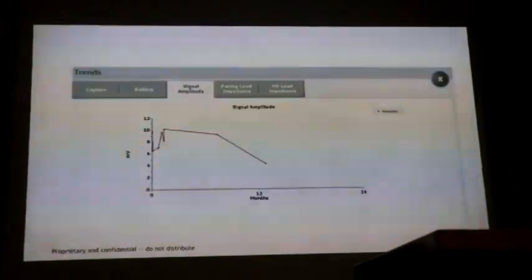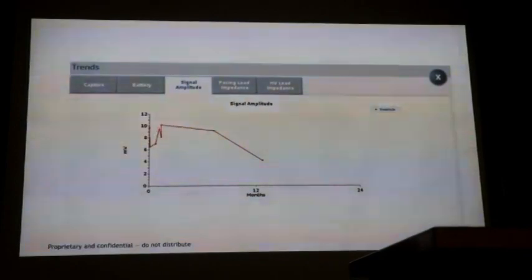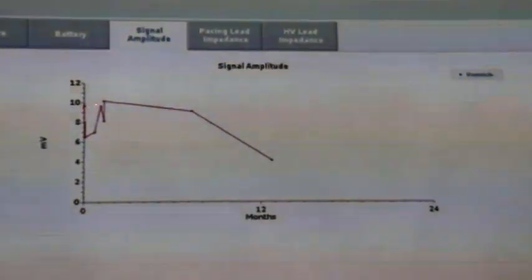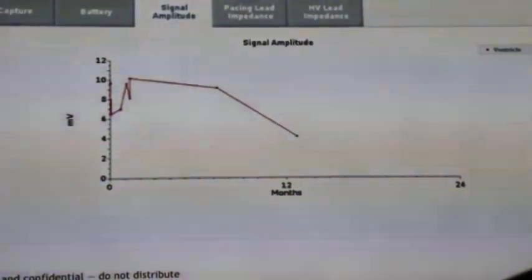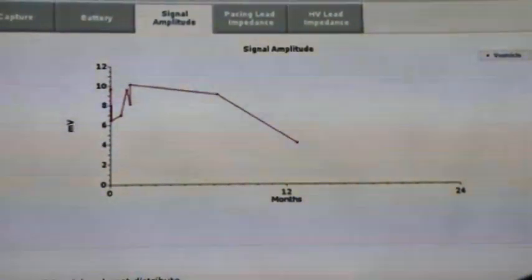So here's what happened to this patient. The R wave was sort of normal at the beginning, wasn't great. It looked like it moved almost a meter, and then it dropped down. It was around about 4. This is where we start seeing the T wave oversensing.